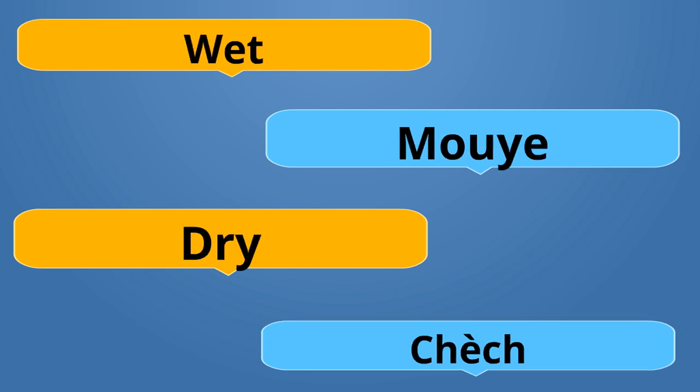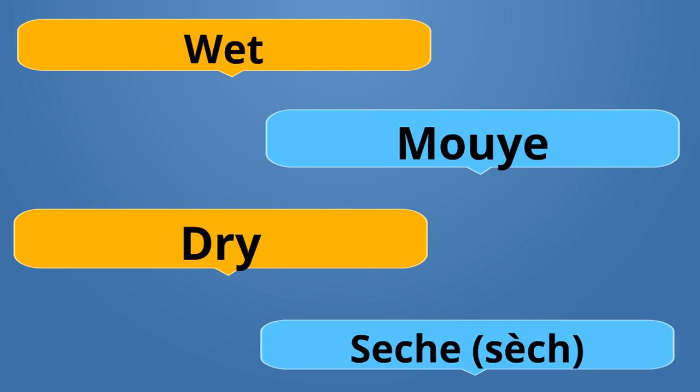Wet and dry are opposites. Okay, for wet, we say mouillé in Creole. And for dry, we say sèche. Mouillé and sèche. Another way to say dry in Haitian Creole is séché. Okay, when something's dry, we say li séché or li sèche.